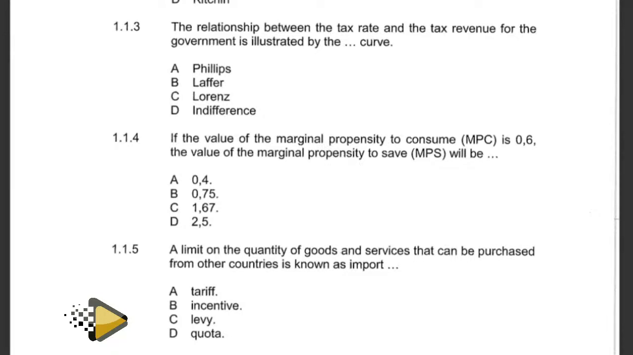So our appropriate answer in this regard is going to be B, which is the lever curve. Okay, right. So now moving on to 1.1.4, it reads as follows. If the value of the marginal propensity to consume is 0.6, then the value of the marginal propensity to save will be dash.